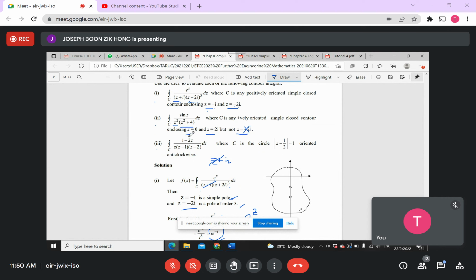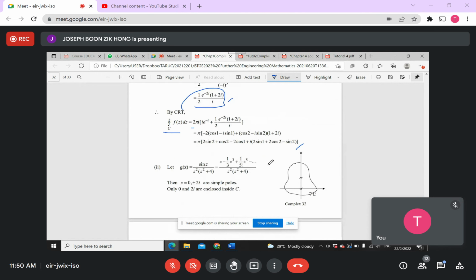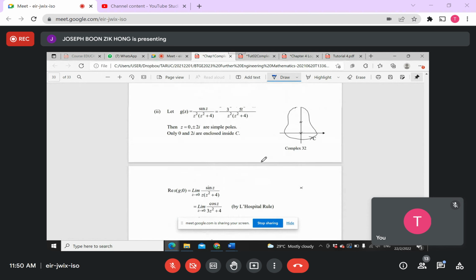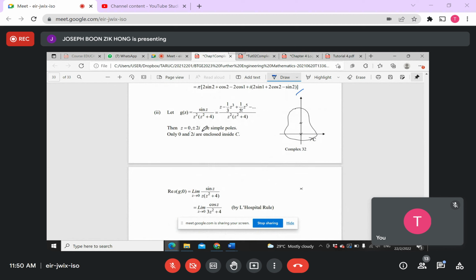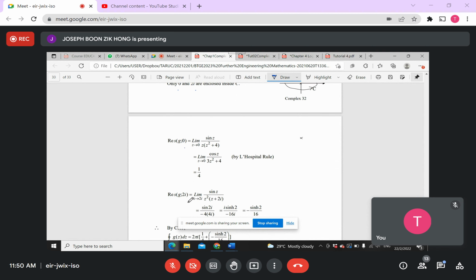So when you find the residue, you only consider these two. Although this one is actually a simple pole too, we do not consider it because it is not enclosed. So that's why here you can see we have 0 and plus minus 2i, but only 0 and 2i are enclosed. So we only need to consider 0 and 2i.